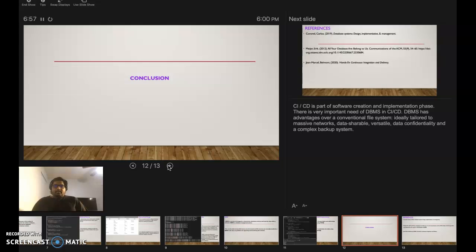Finally, concluding, CI/CD is part of software creation and implementation. There is a very important need of DBMS in CI/CD. DBMS has advantages over a conventional file system: ideally tailored to massive networks, data shareable, versatile, data confidentiality, and a complex backup system.